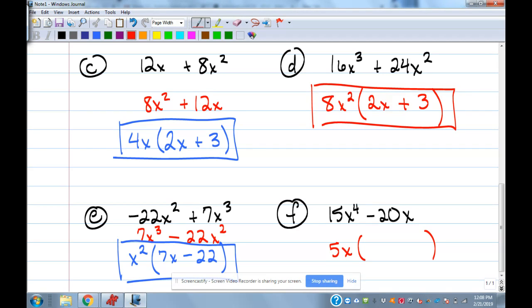What times 5 will give me 15? 3. And I used 1x out here, so how many do I need there, Kay? X to the third, good job. And then minus 4, does it need any x's? No, because I've already used this one out here.